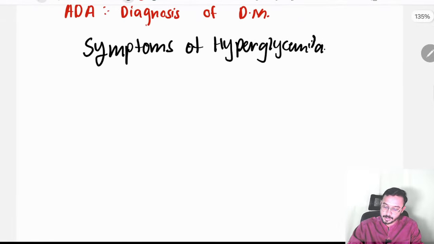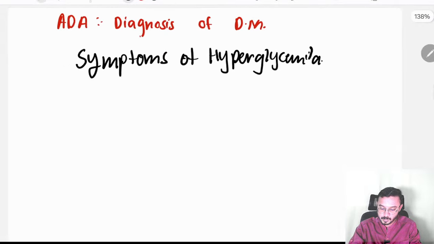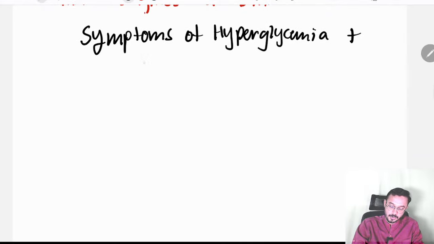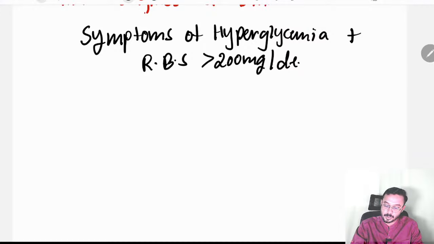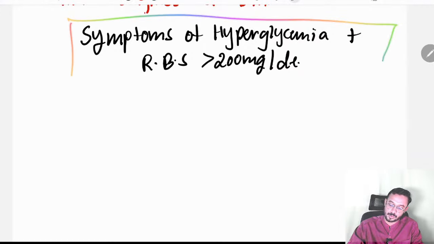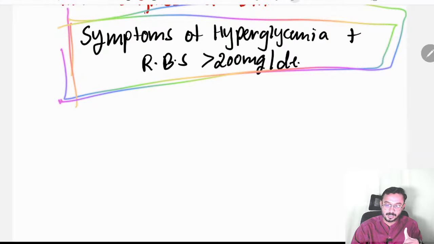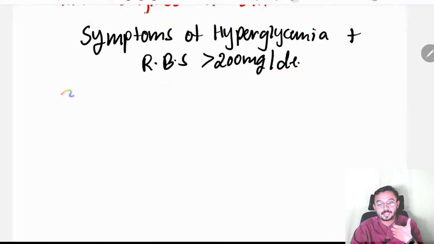and you check symptoms of hyperglycemia and you check random blood sugar. If it is greater than 200 mg per dl, then the person is having diabetes. So previously they used to use this method, RBS, and you ask the patient whether he is having any symptoms of hyperglycemia. But nowadays you cannot wait until the patient develops the symptoms, as it will worsen the condition.